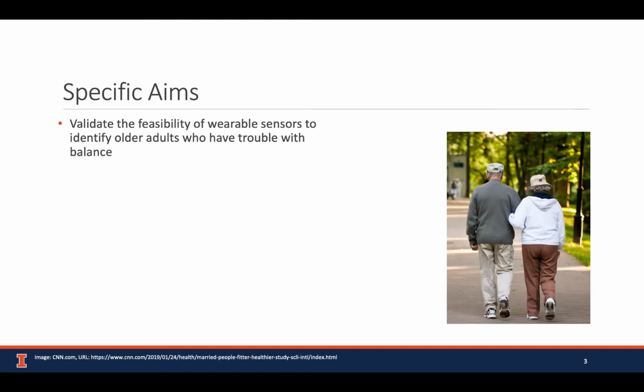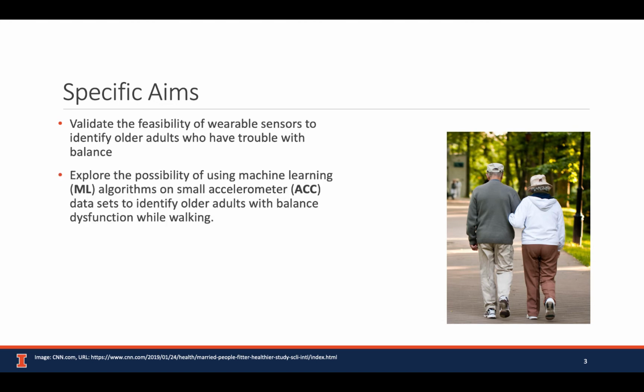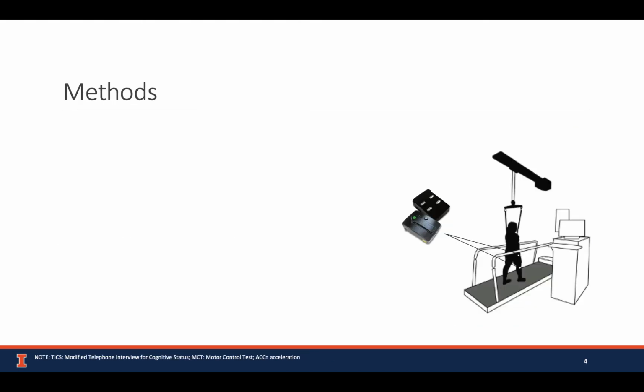Our specific aims are to validate the feasibility of wearable sensors to identify older adults who have trouble with balance, to explore the possibility of using machine learning algorithms on small accelerometer datasets to identify older adults with balance dysfunction while walking, as well as explore lower extremity sensor locations for accelerometer sensor locations.